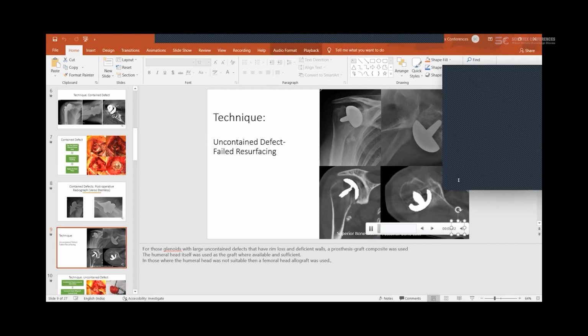So when we think about the uncontained defects, what we know is that these defects were large uncontained defects, and they have rim loss and deficient walls, and a prosthesis graft composite was required. If the humeral head itself was suitable, then it could be used as the graft. But in those where the humeral head was not suitable, then a femoral head allograft was used.